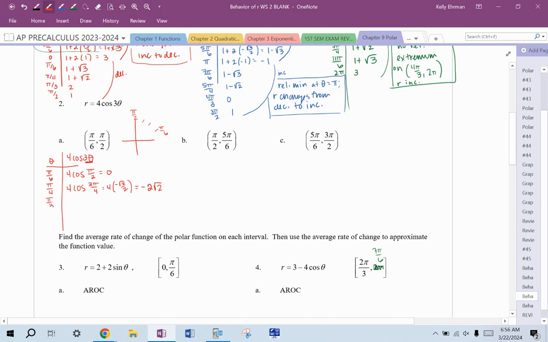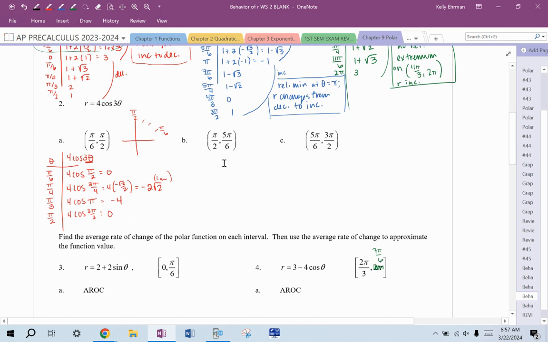And then pi over 3, that's 4 times the cosine of 3 pi over 3, which is pi, which is negative 4. So I know negative 4 is further down the negative number line than negative 2 radical 2, because this is like negative 2 times 1 point something. So we're still decreasing. And then pi over 2 is 4 times the cosine of 3 pi over 2, which is still 0. So there were probably some other angles that I might want to plug in with the 3 theta, but I'm still just going with my common angles and looking at what's happening here.